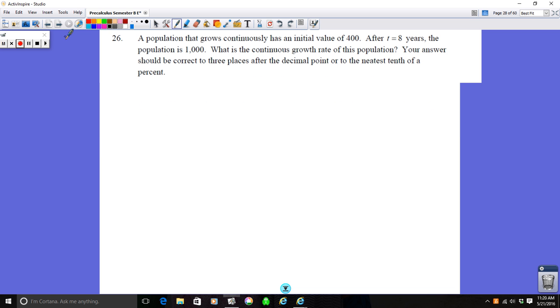Number 26. Population is growing continuously. So continuous growth is that PERT formula. So A of t is going to be equal to the principal or the initial amount. I use the PERT formula every time I hear compounded continuously, but they also use different letters and different formulas. On the formula sheet, let's see what they give you for this. They just show you the PERT formula, so we just have to adapt it.